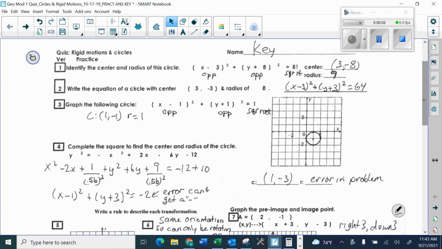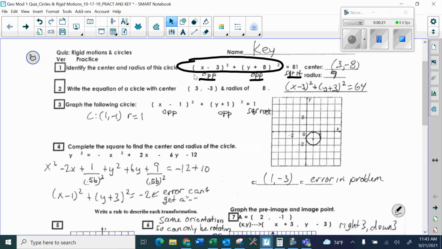Okay, students, let's go over your practice quiz here. Number one, it's in standard form for a circle. And we know that the three words that go underneath it are opposite, opposite, square root. So 3, -8 for the center. Remember, the center is the left side. The radius squared is the right side. So how do I get the radius? Take the square root of 81, 9.